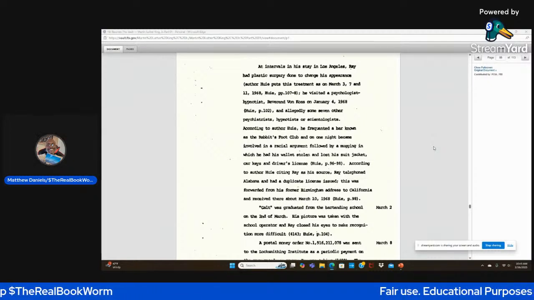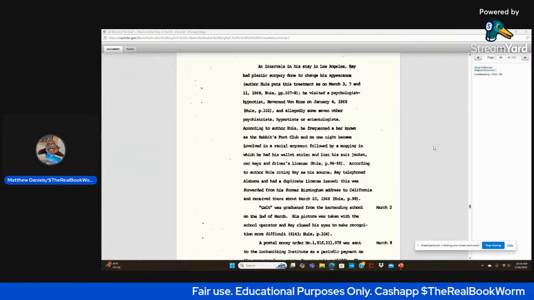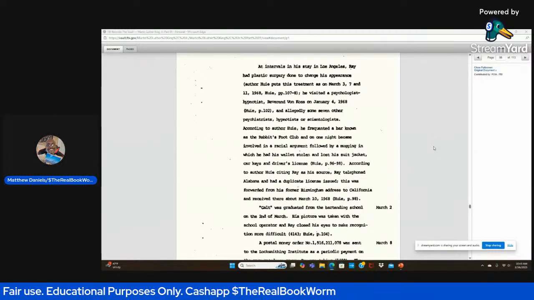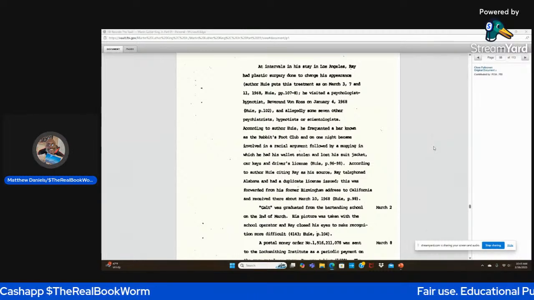the guy that ended up killing Dr. King got some plastic surgery done to change his appearance. This got the FBI all over it. This has the dirty stench of the FBI all over it. This guy's an asset.